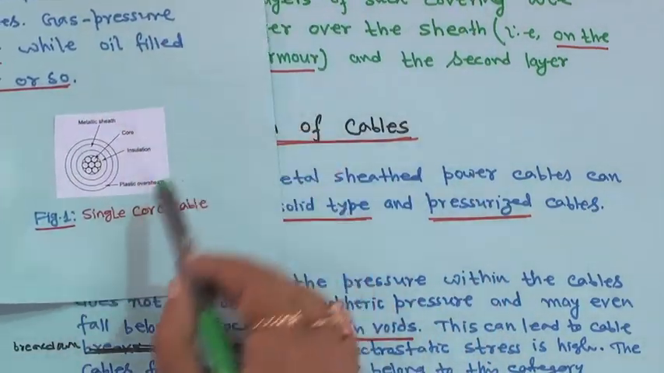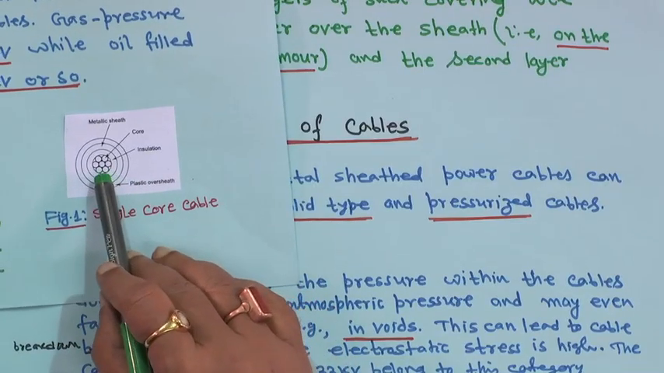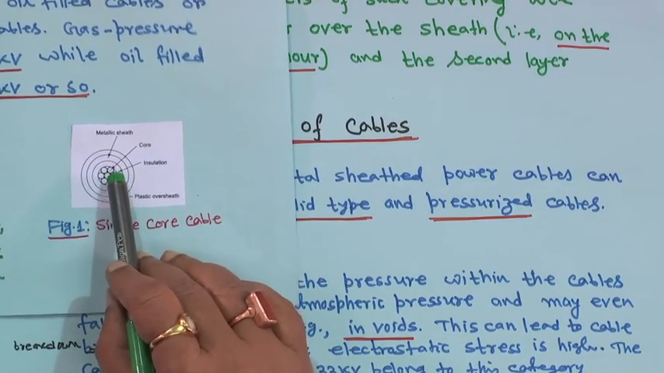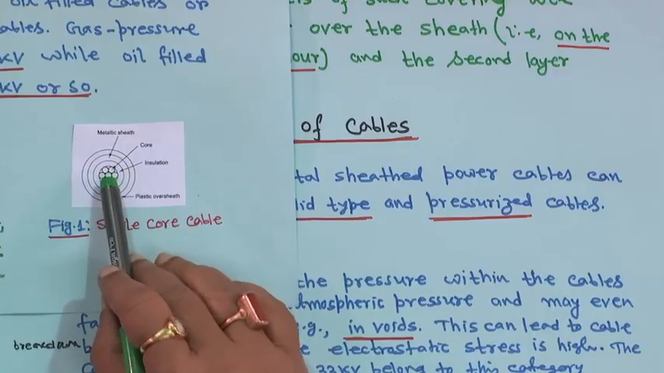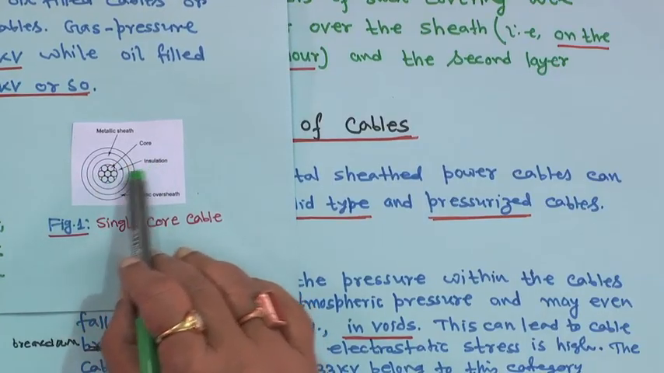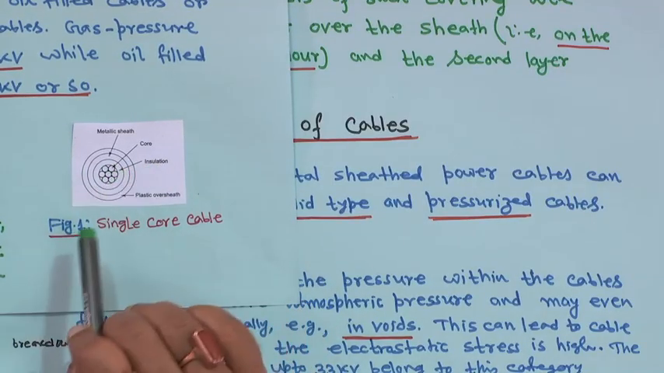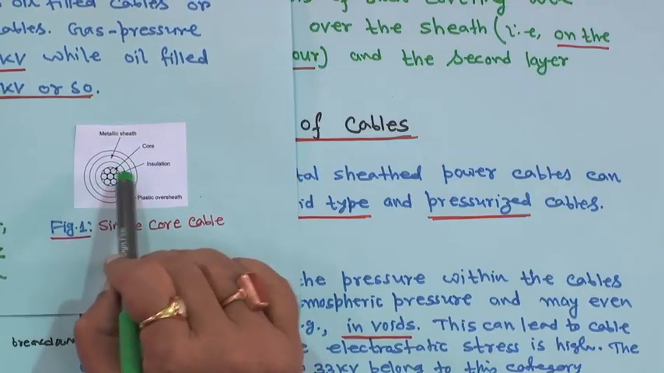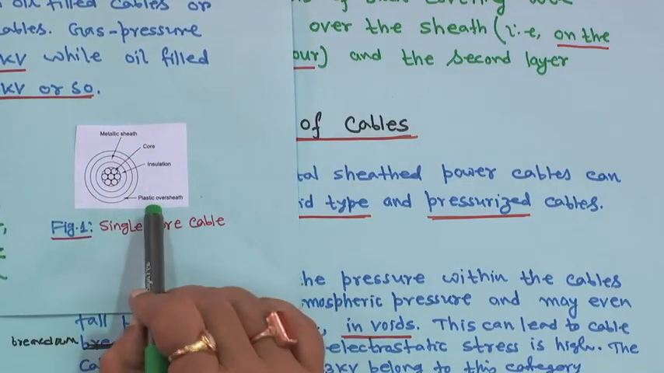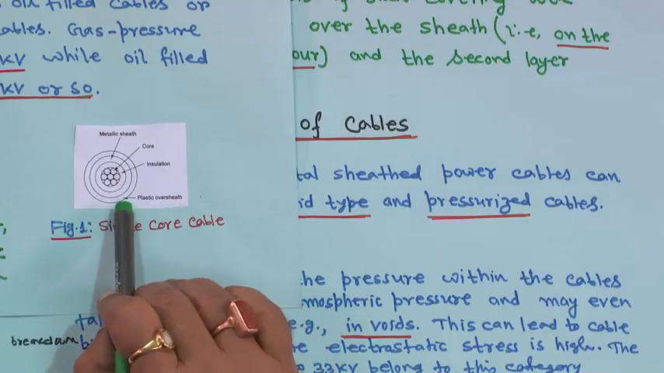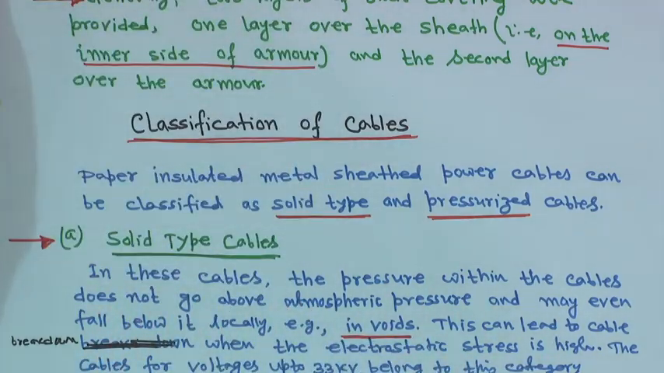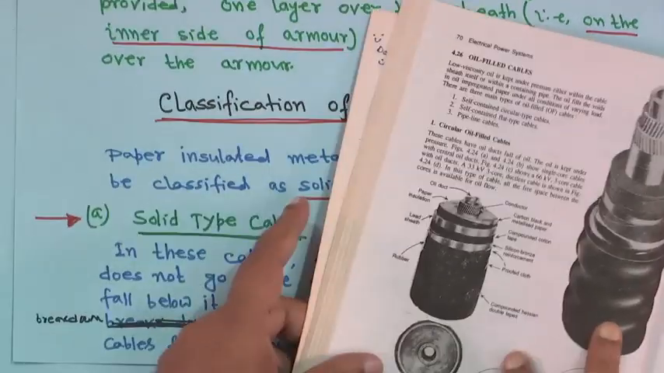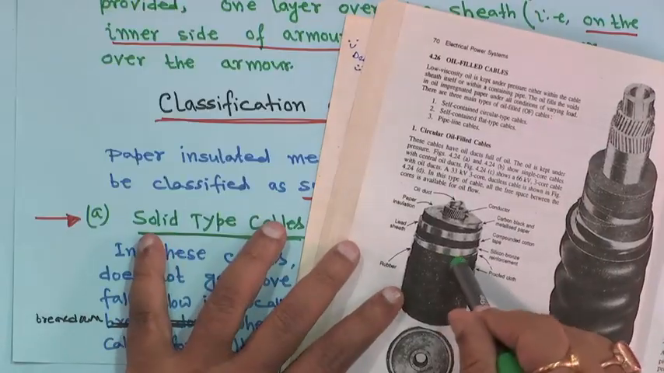Here are the standard conductors. I hope it will be readable for you. These are called the core, the conductors, and after this the insulation is there. Then next is the metallic sheath, because you have to cover the insulation with a metallic sheath, and after this the plastic oversheath is also there. So, look at this diagram, right.